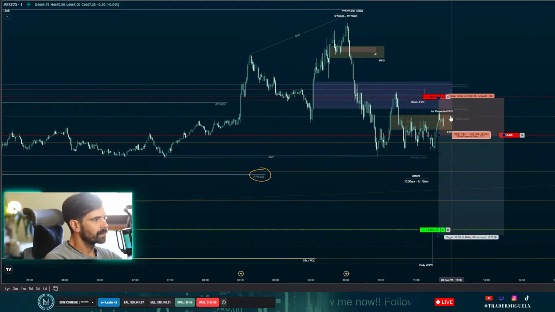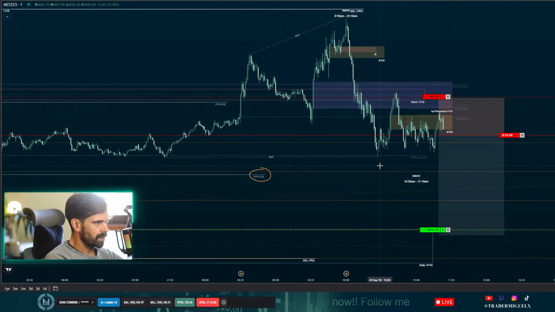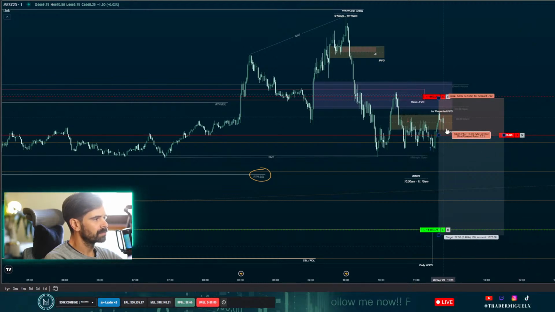830 rejected here, followed by displacement. Let's see if now we will get that follow through that we wanted, or if it's just another wick to move to the upside. And it seems like that. I would like to see a close below, outside of this inverted fair value gap.